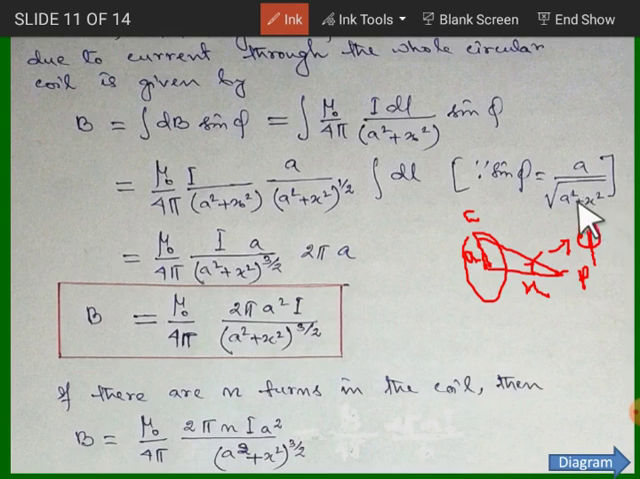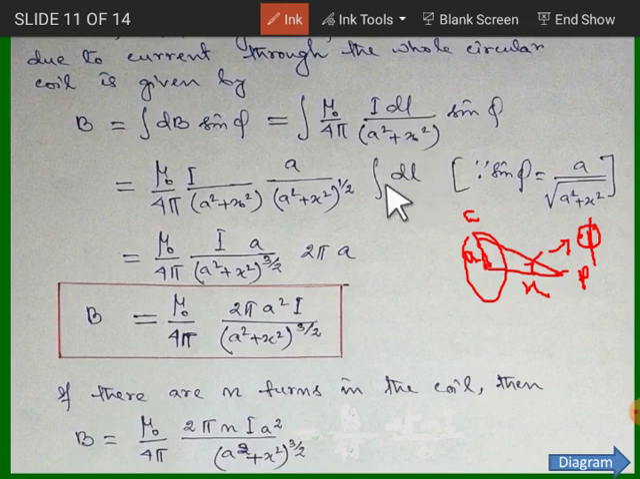So if you put this expression of dB as well as sine phi, then you will get it in this form, right? And as these are all constants, mu naught, I, A, 4 pi, you take them outside the integration, and you need to integrate only this dl.